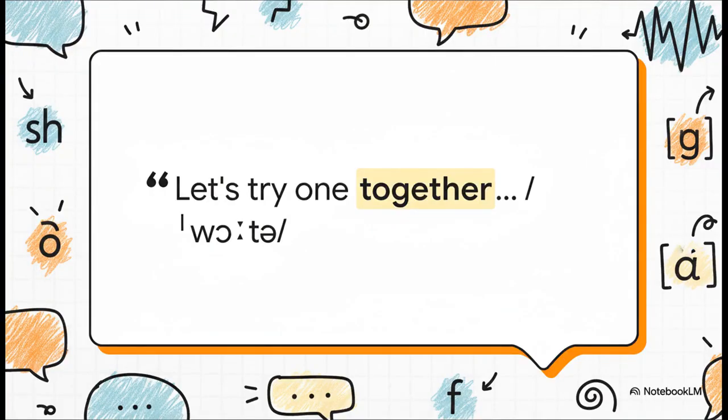Look at this. We have a W sound, then that long aw we learned from walk, then a regular T, and it ends with our friend the schwa. So you put it together, wa, ta, blend it. What do you get? Water. You see? You just read sound, not letters.